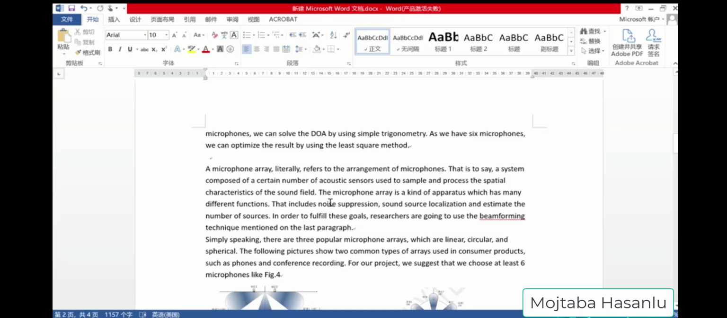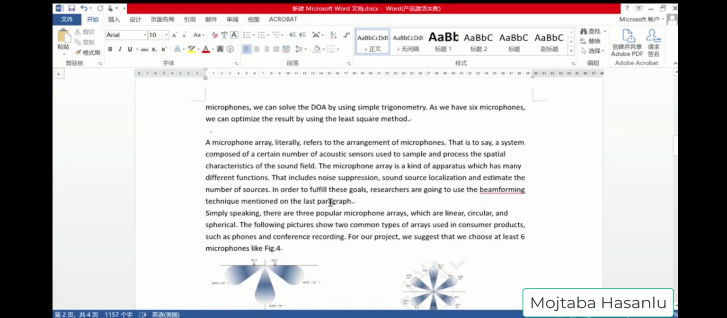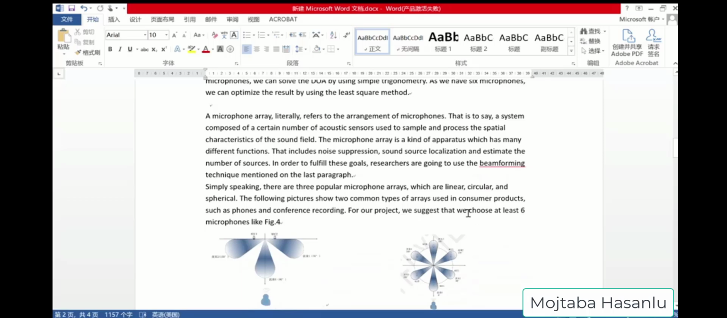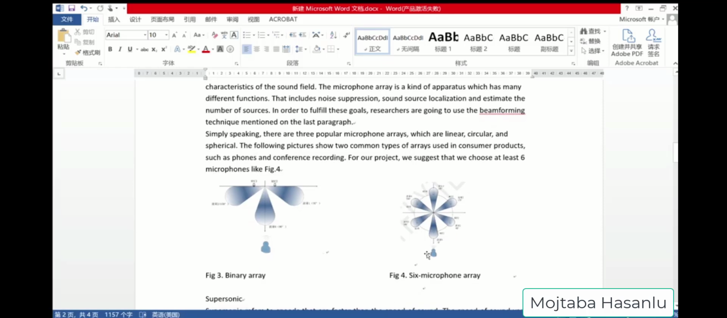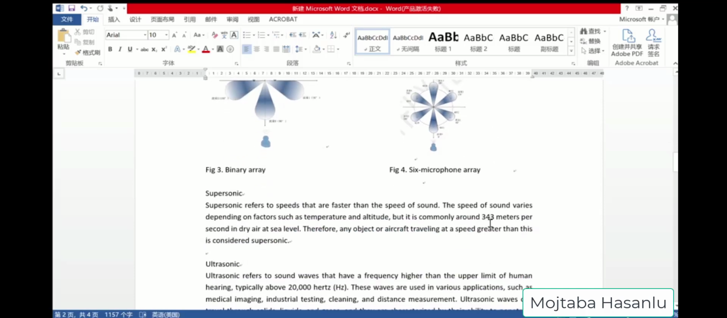So simply speaking, a microphone array just refers to an arrangement of microphones. There are several popular microphone arrays: linear, in a line, circular, like a circle, and spherical. In our project, and also in consumer products, there are two common types of arrays used. First is a binary array, which is used in a smartphone. The second is a 6 microphone array arranged in a circular way, which is used in our project today.